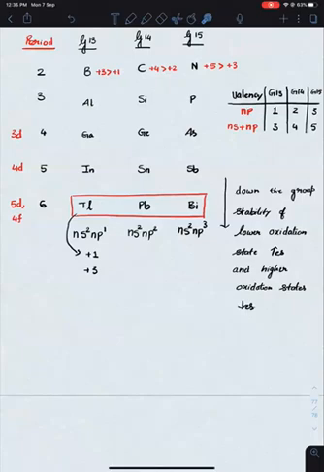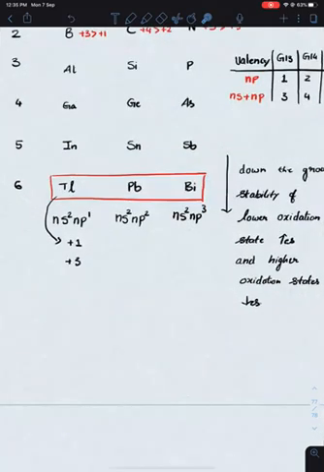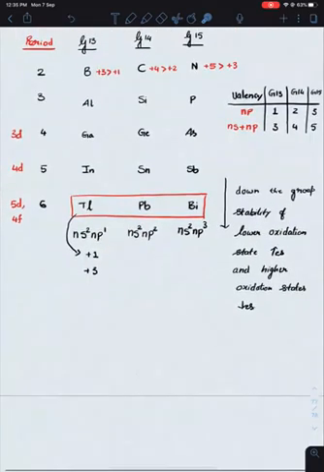And as you go down the group, if you reach period 6, the stability of its lower oxidation state becomes higher when compared to the stability of its higher oxidation state. +1 will become more stable when compared to +3, and +2 of lead will be more stable than +4 of lead. +3 of bismuth will be more stable than +5 of bismuth.